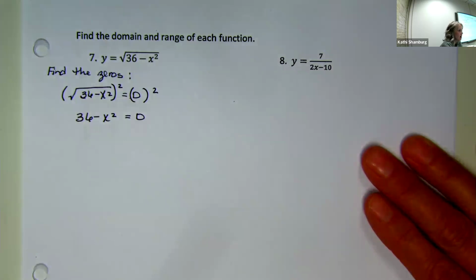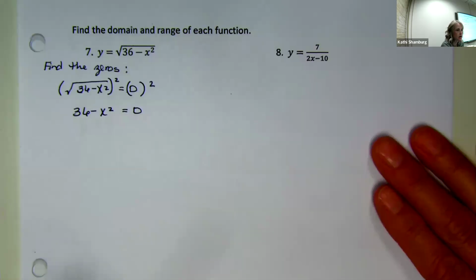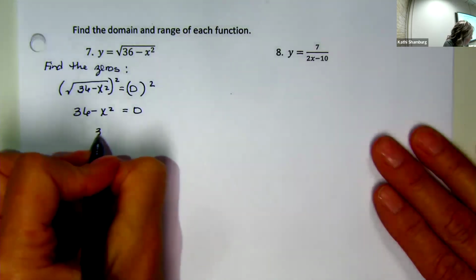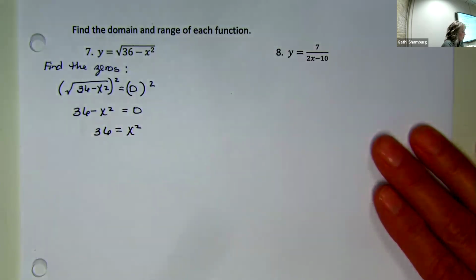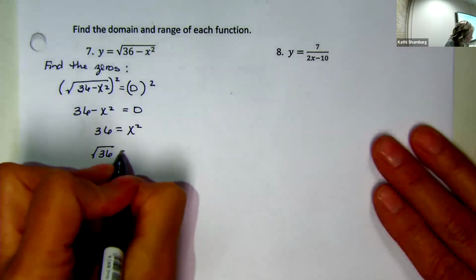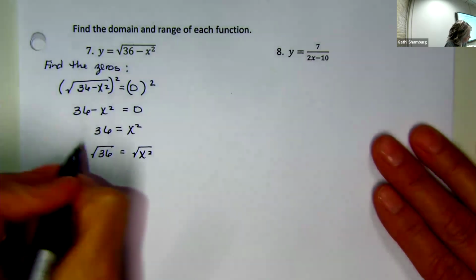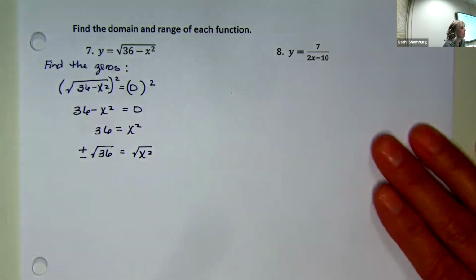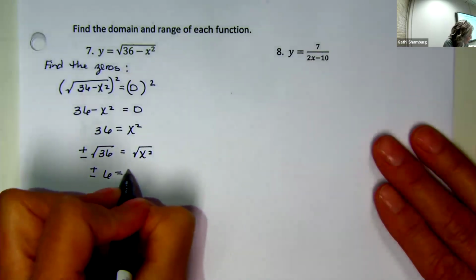And then I want to solve for x. So since it's minus x squared, I'm just going to go ahead and add x squared to both sides. So I'm going to get 36 equals x squared. Does anybody remember what you do then? And what do we have to be careful of when we take the square root? We have to consider both, and so plus or minus 6 equals x.